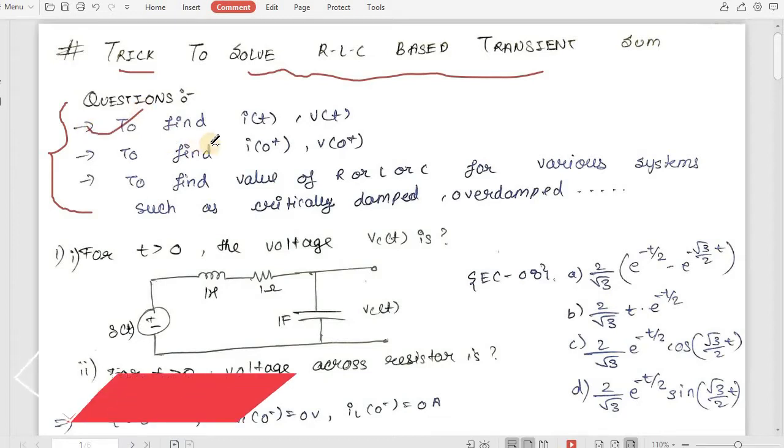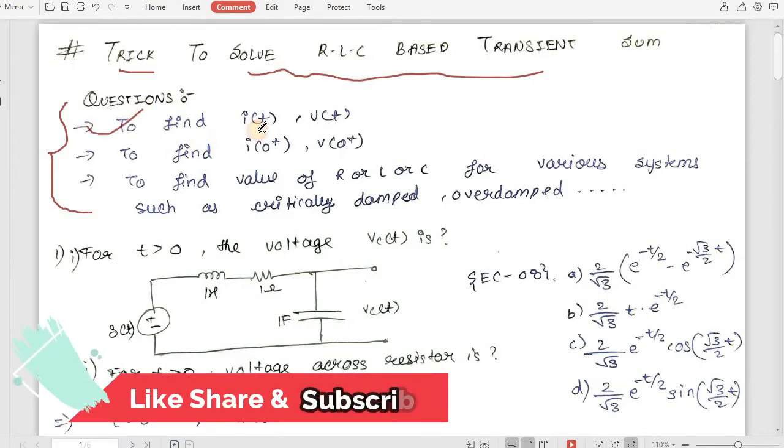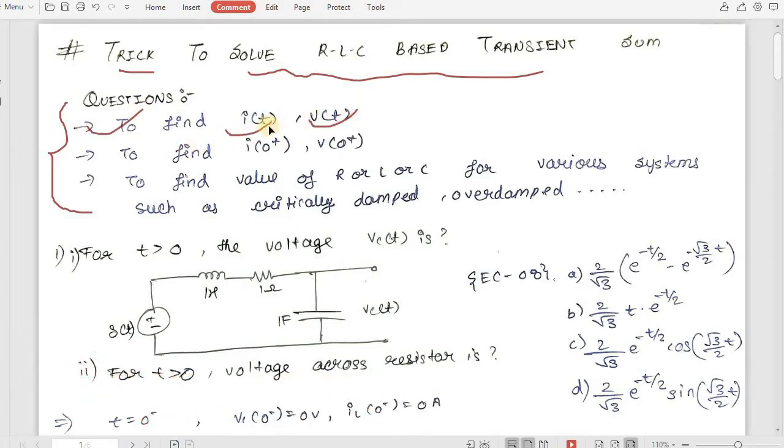The first type is where we have to find out the capacitor current or capacitor voltage, inductor current or inductor voltage, or any branch current or any load voltage. The second type is where we have to find out I0 plus, V0 plus. This can be of your capacitor, inductor or any branch. The third type is where you will be given the type of your system, and accordingly you have to find out the condition of your RLC from the options. So let's see all these types of questions from sums one by one.